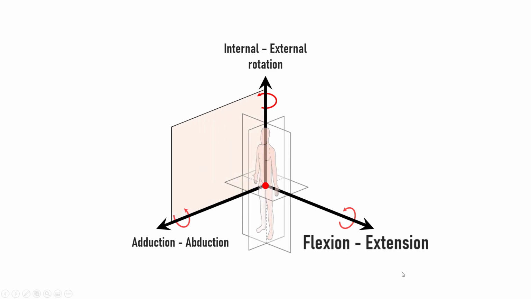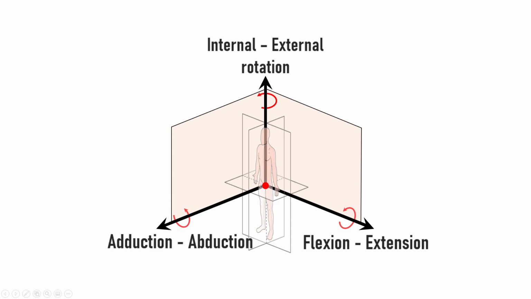flexion extension is about this axis, and that's creating movement in the sagittal plane. This is anterior, posterior, lateral, medial, superior, inferior. You have adduction and abduction that's occurring in the frontal plane. So this is the axis of rotation that's occurring here, arm out to the side, side bending. And you have the internal external rotation or medial lateral rotation occurring in the transverse plane.